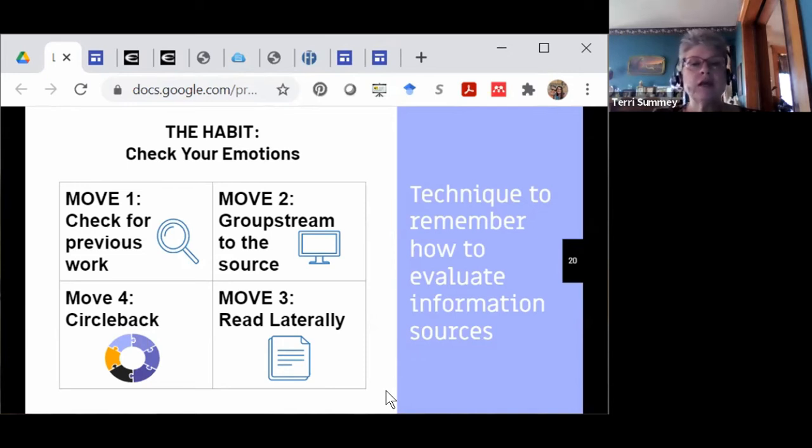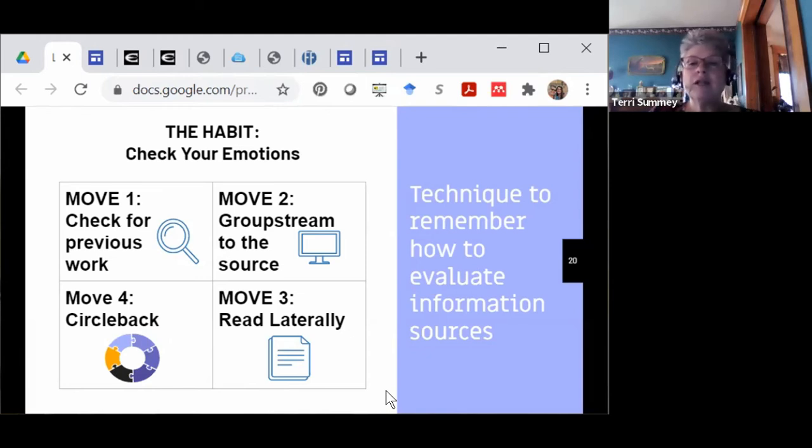Move 2 would be go upstream to the source. Sometimes the source isn't the original provider of the information. Find that original source, follow the embedded links, watch for sponsored content, and use search tools. If the claim is about research, try to find the original journal that it appeared in. If the claim is about an event, try to find the news publication in which it was originally reported.